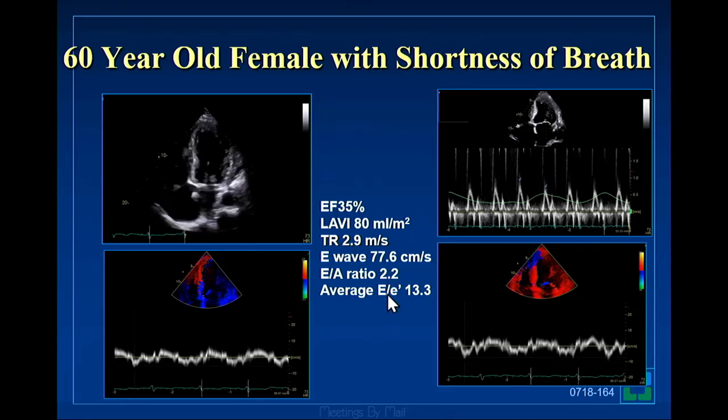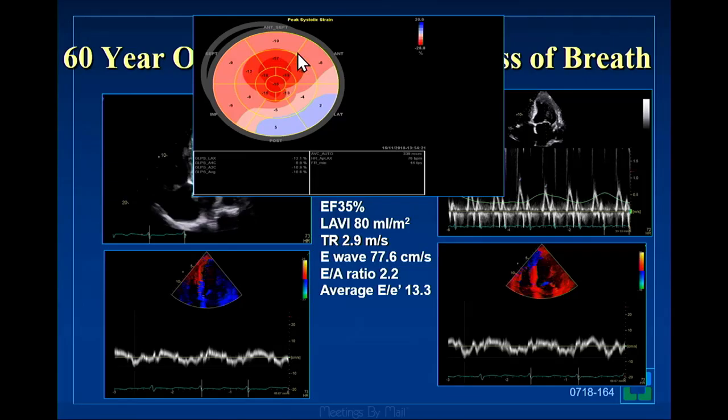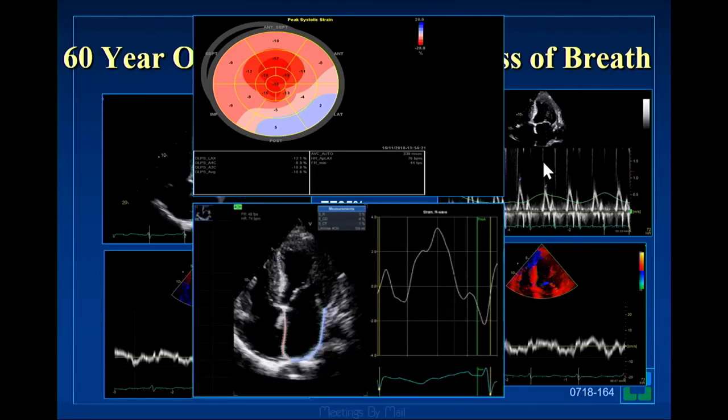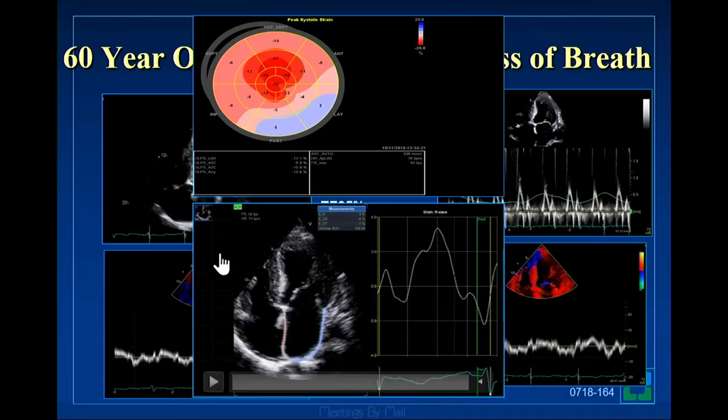EA ratio is 2.2. And the E/e' is borderline elevated at 13.3. Then you throw in some strain. What do you see here in the strain? This is apical sparing. And you can do left atrial reservoir strain.